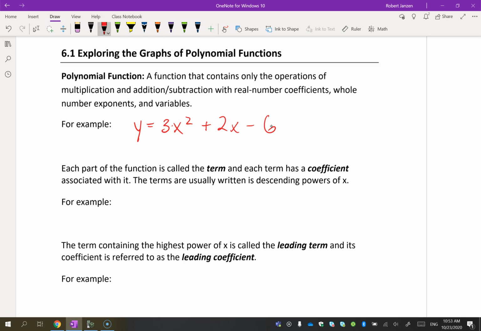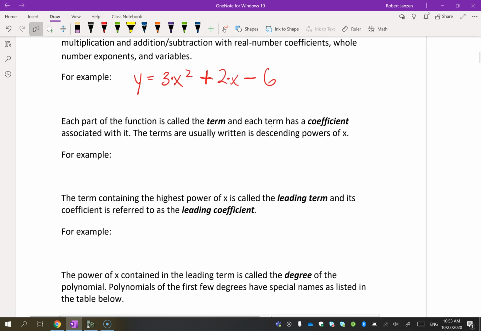Here's the multiplication in this. It's 3 times x squared, and then here's an addition, here's another multiplication, and here's subtraction. So that's a polynomial function, and there are many more. And you'll see what some of those look like as we go through this unit. Each part of the function is called a term. So if you look at that previous question, this is one term, this is one term, this is one term.